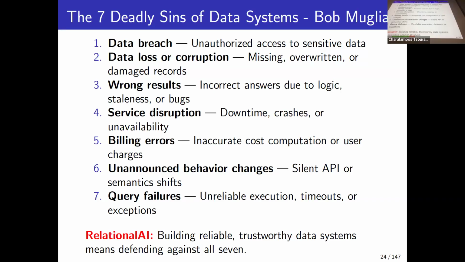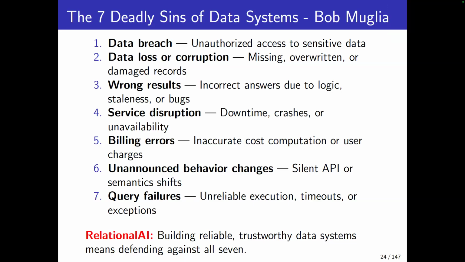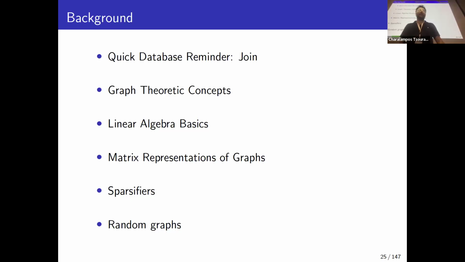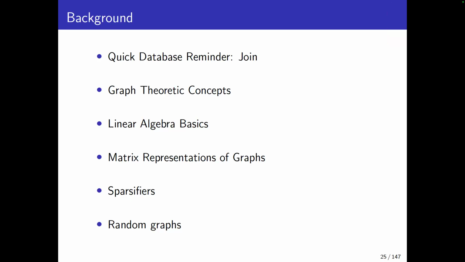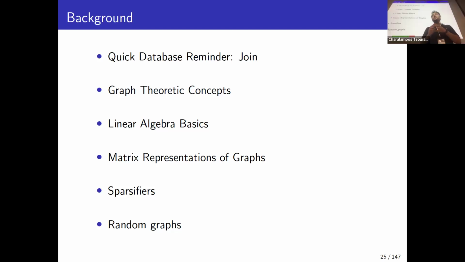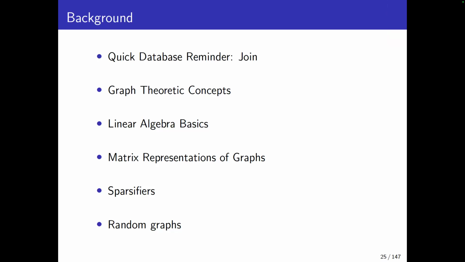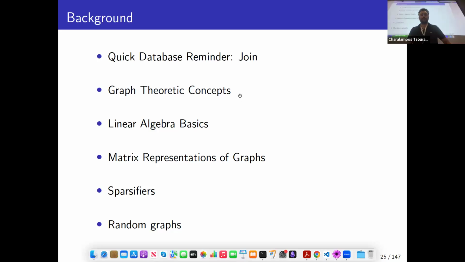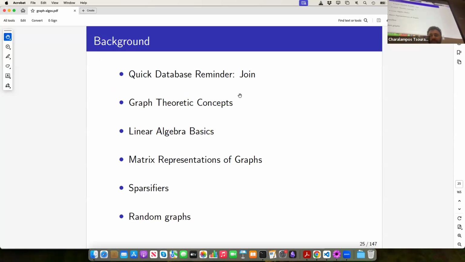And Relational AI, so far, has built a very trustworthy data system which defends against all these 7 sins. So I would like to, perhaps before I start, go through the background, because I want to make this self-contained. There are some involved concepts, and I want to go through some background, which is part of the course. Feel free to tell me this is fast, we know it, and I can go faster. But what I'd like to show you for a second is the website of the company. Let's see.